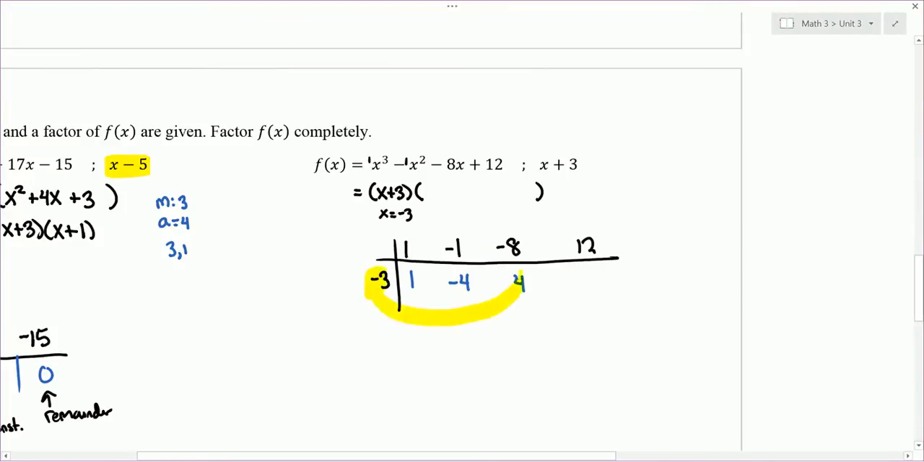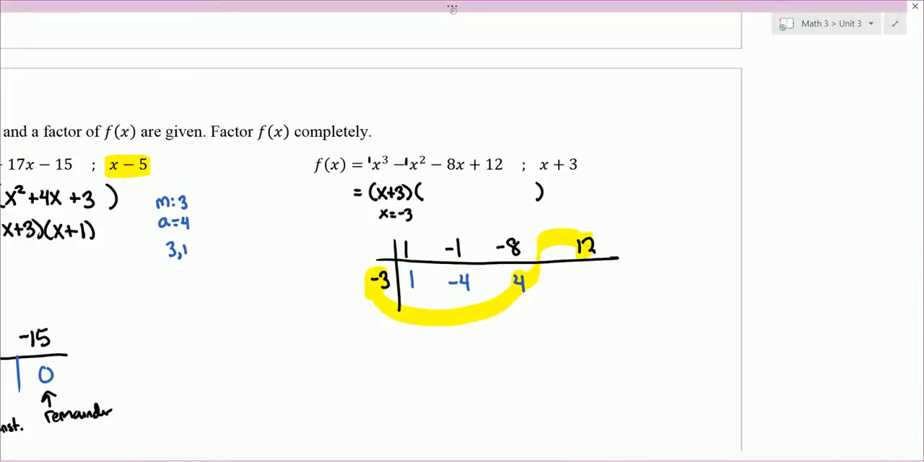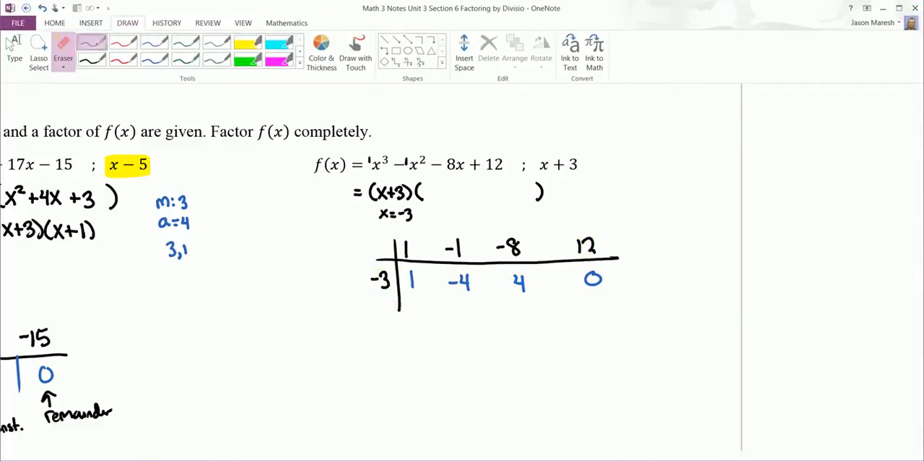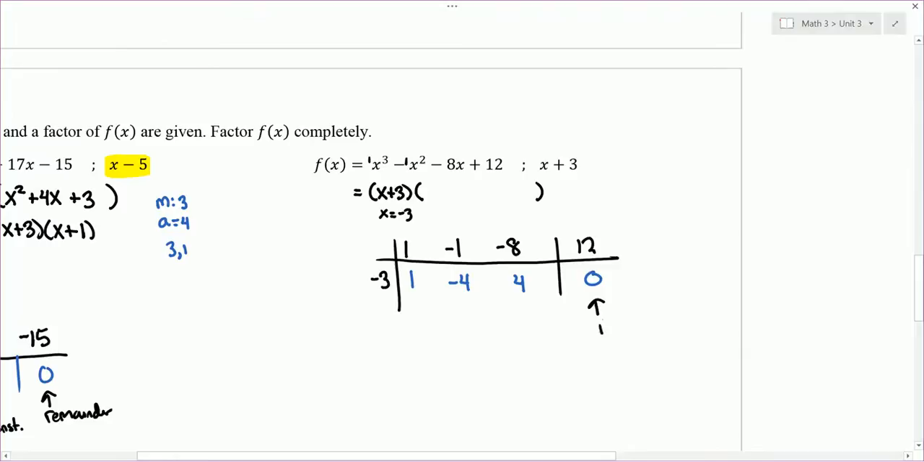And -3 times 4 plus 12, that's going to give you 0. And that's what we want. Again, if you divide by a factor, you need to have a remainder of 0. So 0 is our remainder, 4 is the constant, -4 is your x term, 1 is your x squared term, and so we have 1x squared minus 4x plus 4.